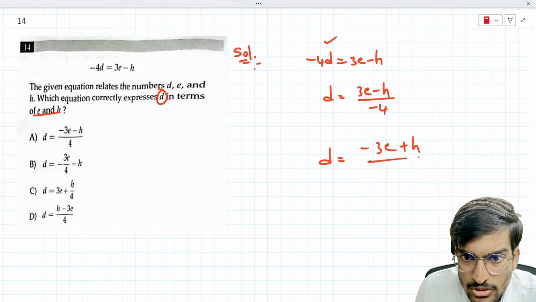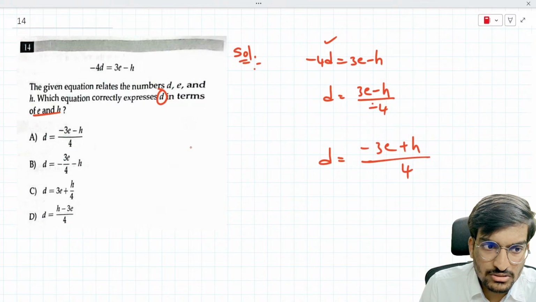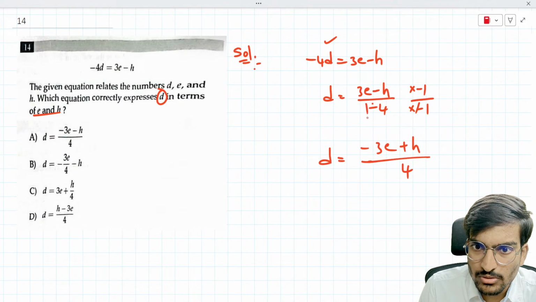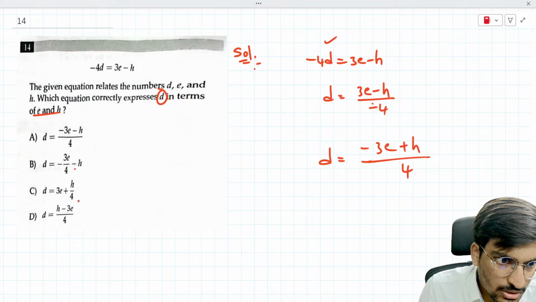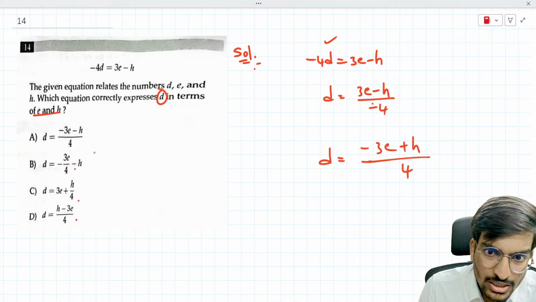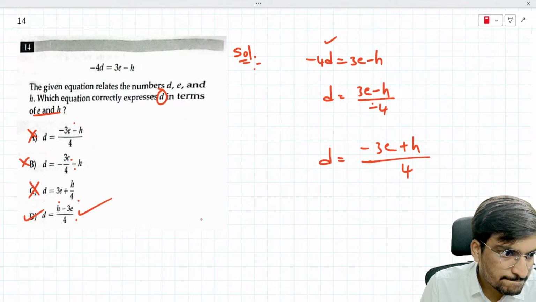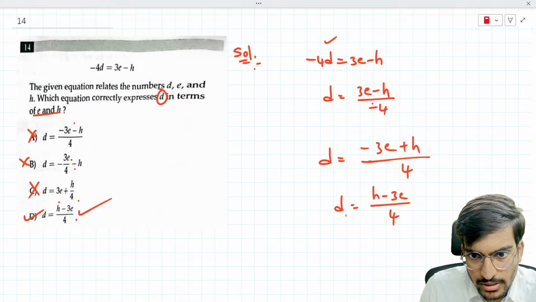Negative 3e positive h by 4. So I just took this negative 4 to the numerator. To remove it, you just multiply negative 1 in the numerator or negative 1 in the denominator. We don't have that option, negative 4 in the denominator. So negative 3e, positive h. Yeah, h minus 3e, it's option D. So d equals h minus 3e by 4.